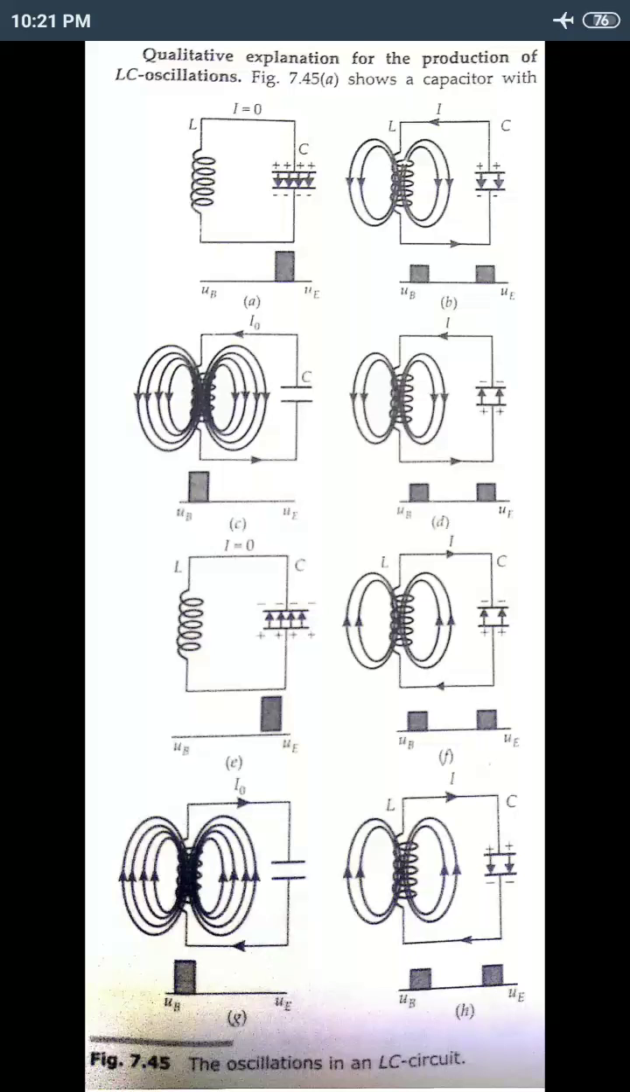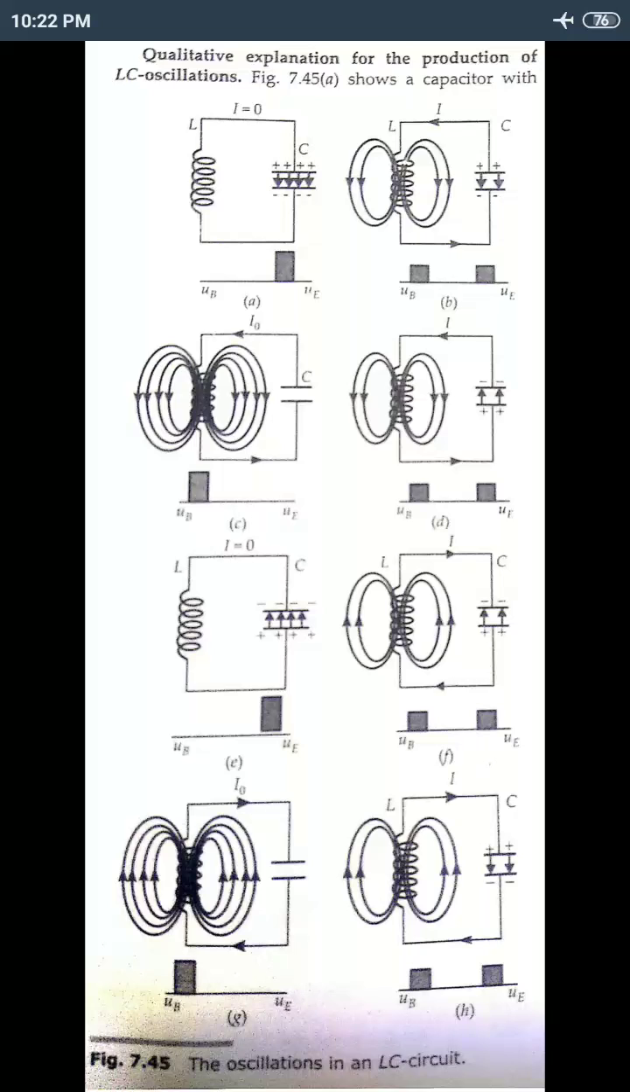Today we discuss the last part of this chapter, alternating current and electrical machine. In today's class we start with a new topic, that is LC oscillation. In the last class we discussed the LCR series circuit, that means the inductor, capacitor and resistor, these three connected in series with an AC source.